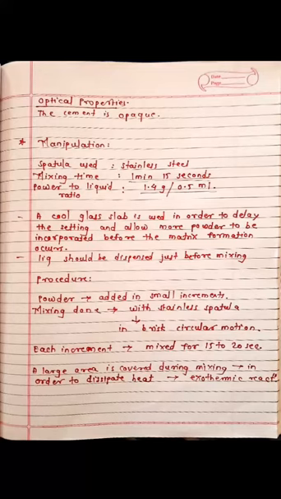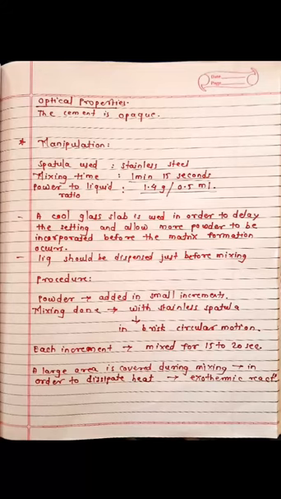So take the glass slab. If it is cool, it will be very good to delay the setting time of the zinc phosphate cement. Take the glass slab, take the stainless steel spatula, take the zinc phosphate powder on the glass slab and divide it in small increments and dispense the liquid just before the mixing. Now the procedure: powder added in small increments.